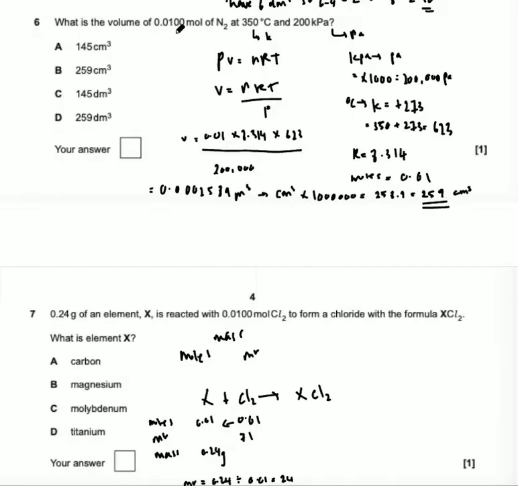What is the volume of 0.01 moles of N2 at 350 degrees Celsius and 200 kilopascals? Right. Automatically when you see moles, temperature and pressure, we have one equation coming into our heads, and that's PV equals nRT. We want volume, so we rearrange by taking P to the other side and making V the subject. And so we have nRT over P. However, we can't just substitute these values in. We're going to have to change them. Kilopascals, we need pascals. To convert, we times by 1,000.